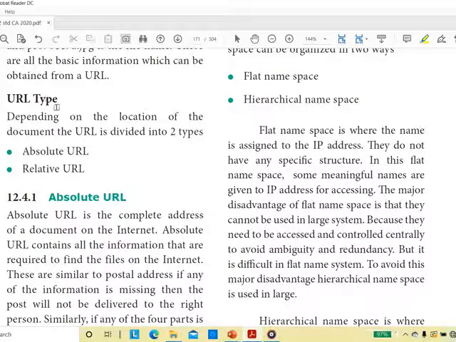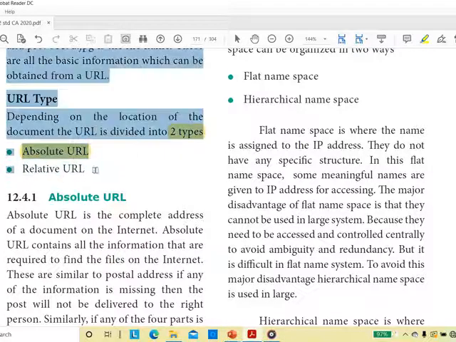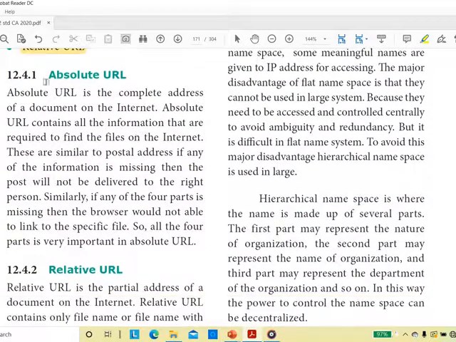Then URL type. Depending on the location of a document, the URL is divided into 2 types. So what are they? One is absolute URL, another one is relative URL. So absolute URL is the complete address of a document on the internet. So absolute, complete. Absolute URL contains all the information that is required to find the files on the internet. These are similar to postal address.